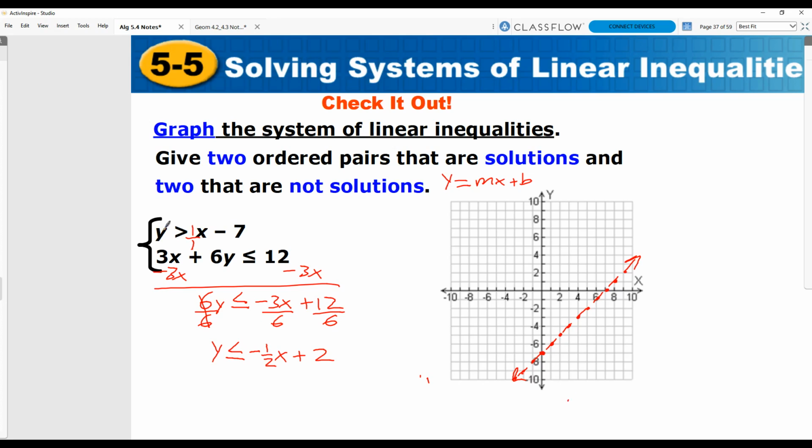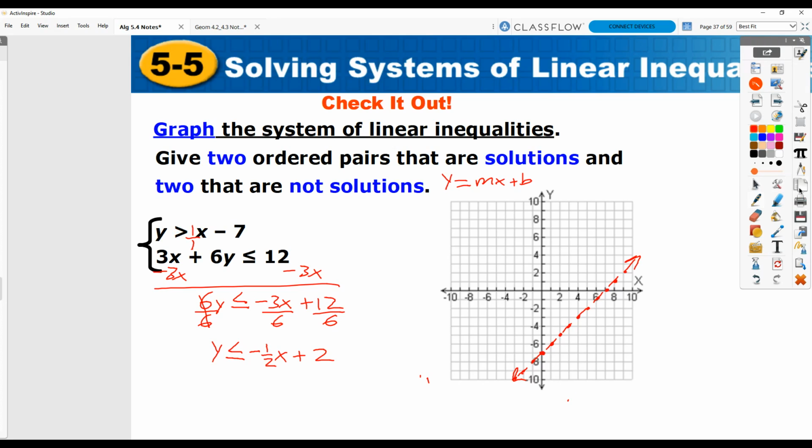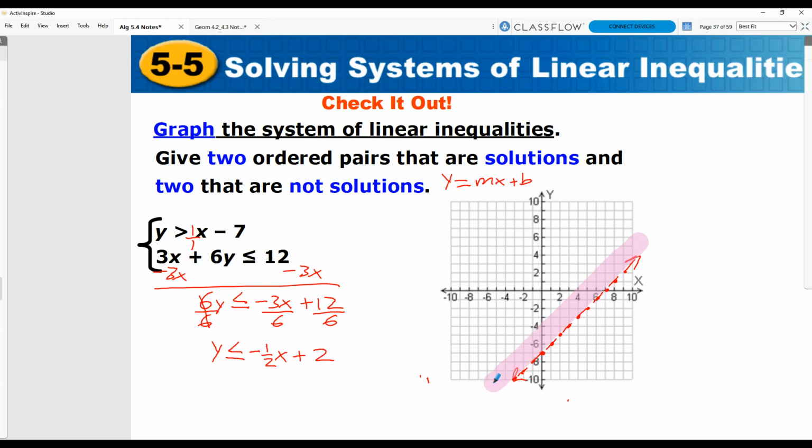Shading, y is greater. So let's get that shaded here right quick. So we're going to be shading up above the line. All right, perfect.